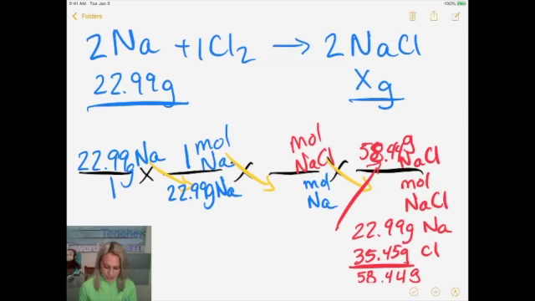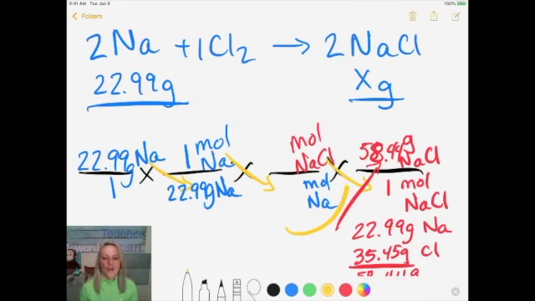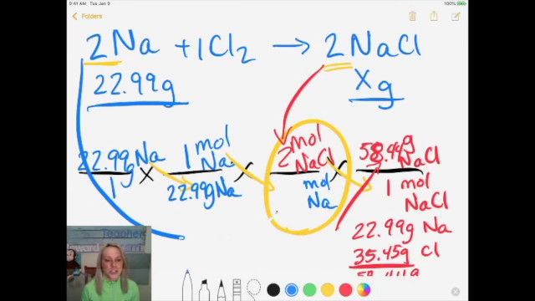Now for the next part, we need to determine the mole number for sodium chloride to mole of Na. This comes from our mole ratio. We have 2 moles of Na to every 2 moles of NaCl. So the 2 comes down and our other 2 comes down, and we can see that we have a 2-to-2 ratio.